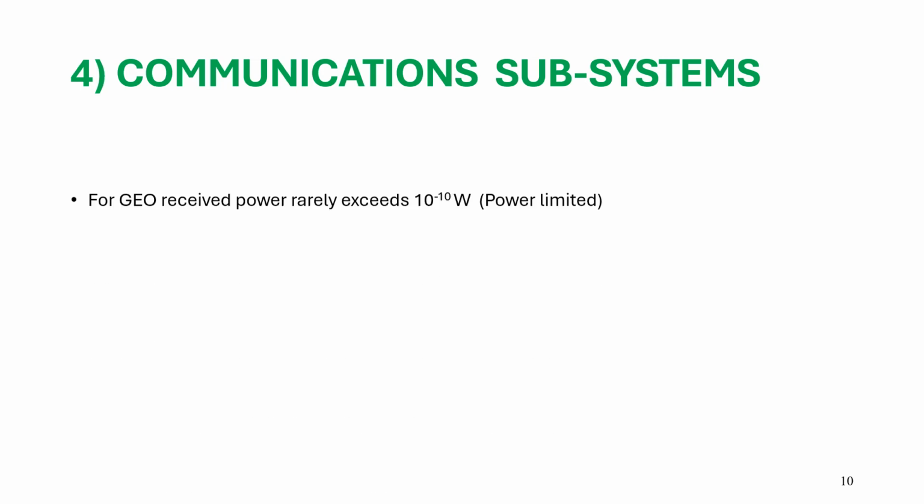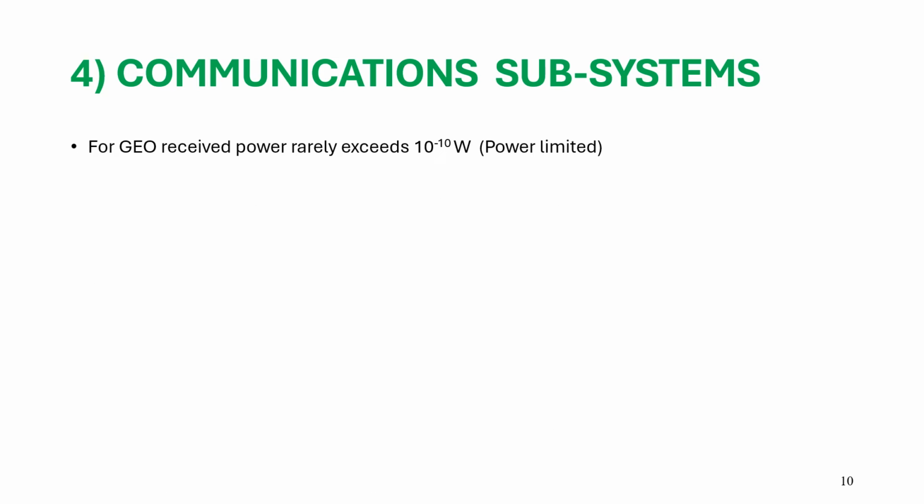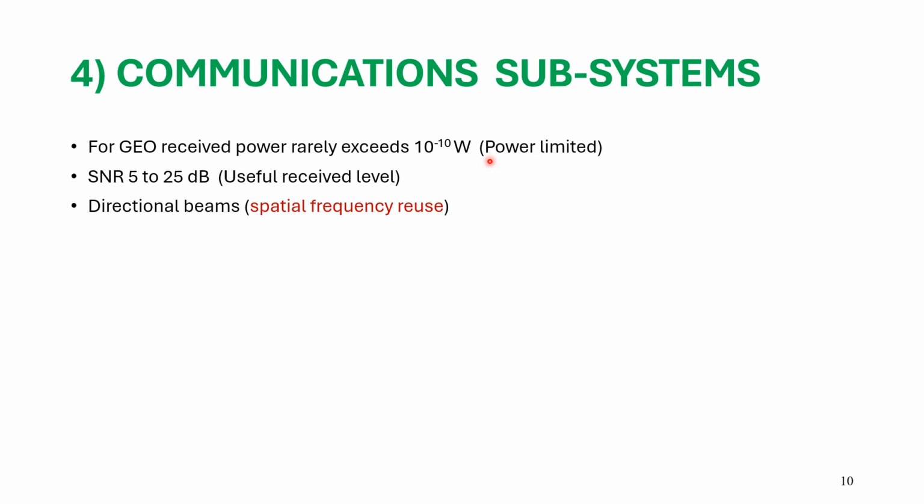For the communication subsystem, for geostationary Earth orbit, received power rarely exceeds 10⁻¹⁰ watts. That's a very limited power. But what's important, even if we have small power, is the signal to noise ratio. Even if the power is low, if we have a sensitive device and small noise, we can still make use of it. Signal to noise ratio from 5 to 25 dB, because the noise itself is made very small. And that's the range of useful received signal level.